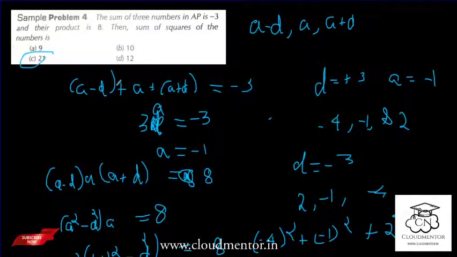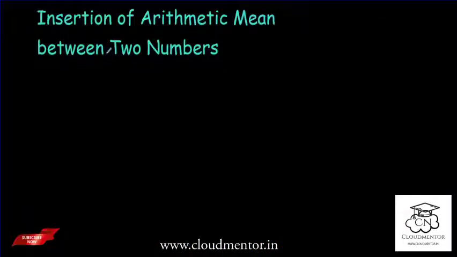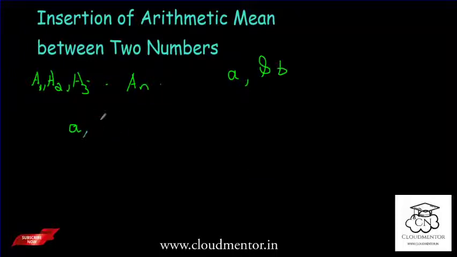And now moving to the next section, that is the insertion of arithmetic means between two numbers. Let a1, a2, a3, etc. up to an be the n arithmetic means which are inserted between two numbers a and b, such that the arithmetic progression will be like this, that is a, a1, a2, a3, etc. up to an, and the last term, that is b.